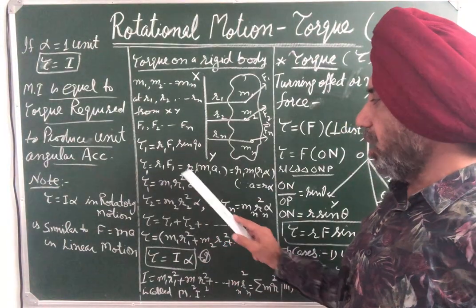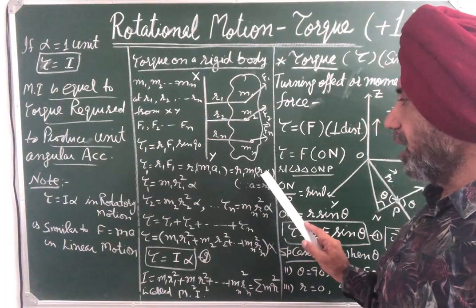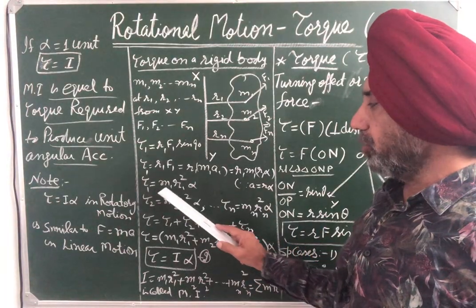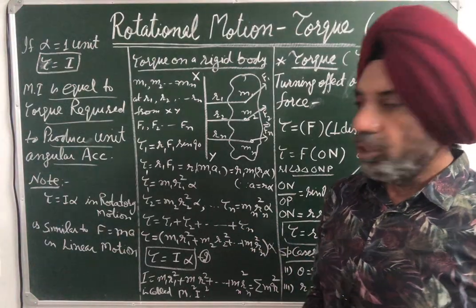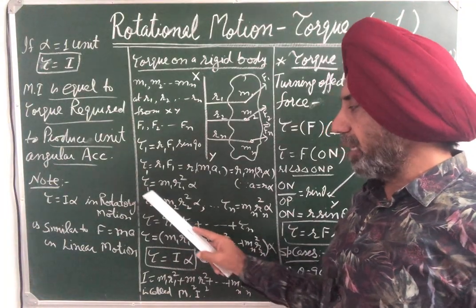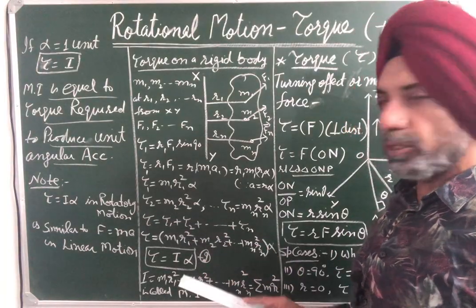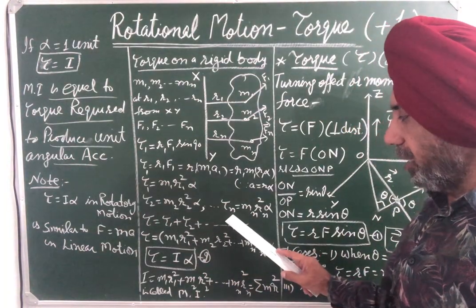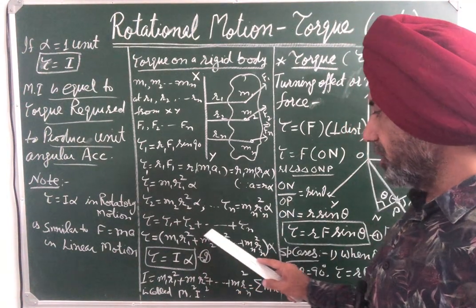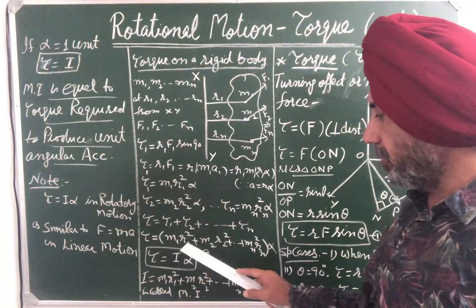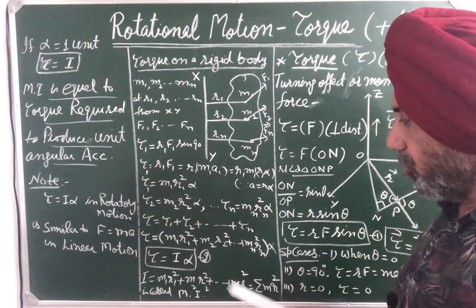Therefore tau 1 is equal to r1 F1, or F1 can be written as m1 a1, or m1 r1 alpha, so tau 1 is equal to m1 r1 square alpha, because a is equal to r alpha. So the torque acting upon the first particle of mass m1 is m1 r1 square alpha. Similarly, for the second particle tau 2 is m2 r2 square alpha, and so on. For the nth particle tau n is equal to mn rn square alpha. The total torque will be tau 1 plus tau 2 and so on up to tau n, or tau is equal to m1 r1 square plus m2 r2 square plus so on mn rn square, into alpha.